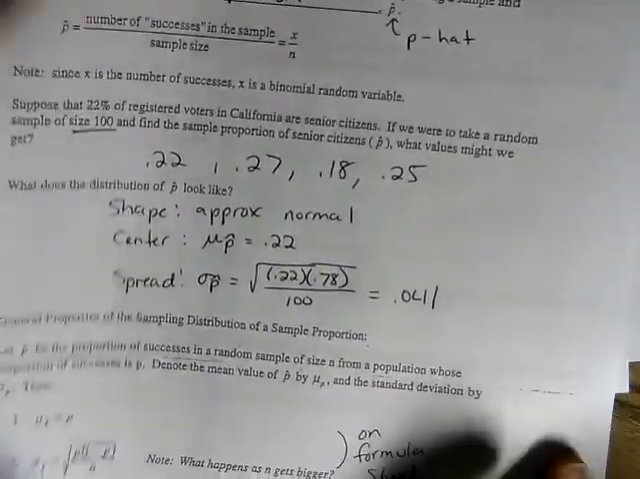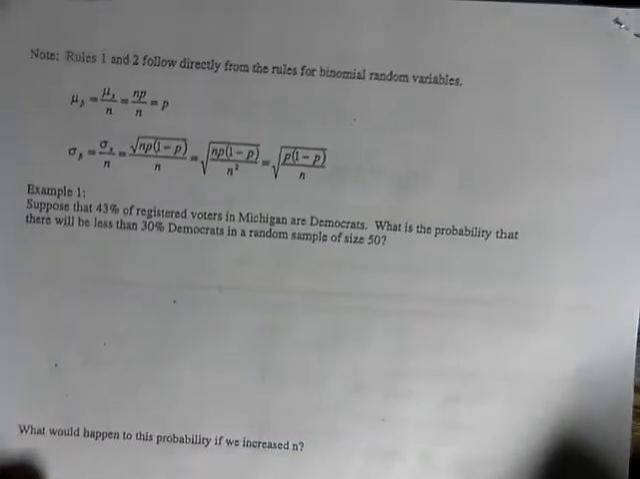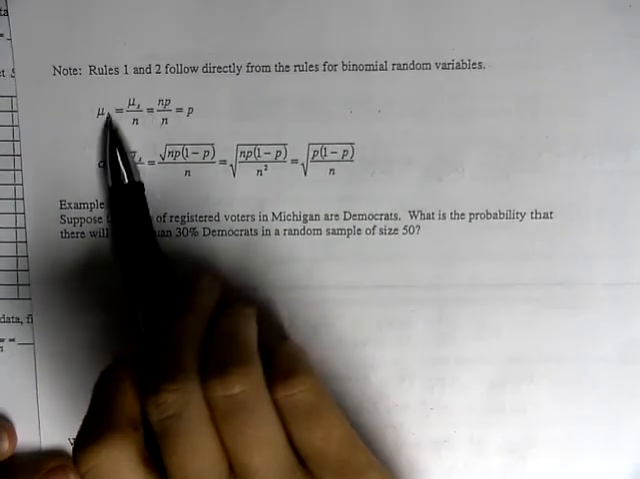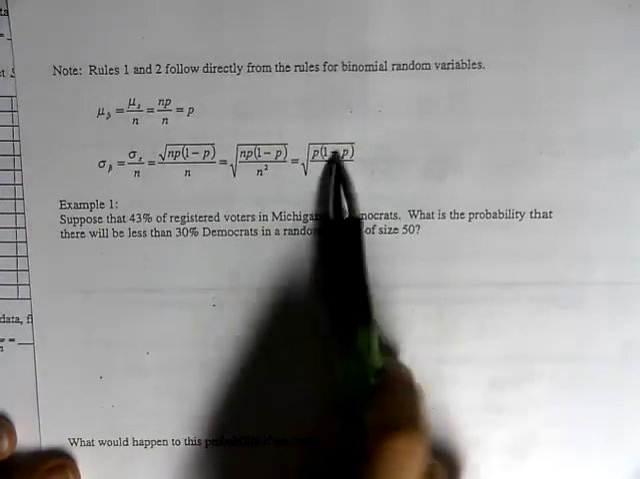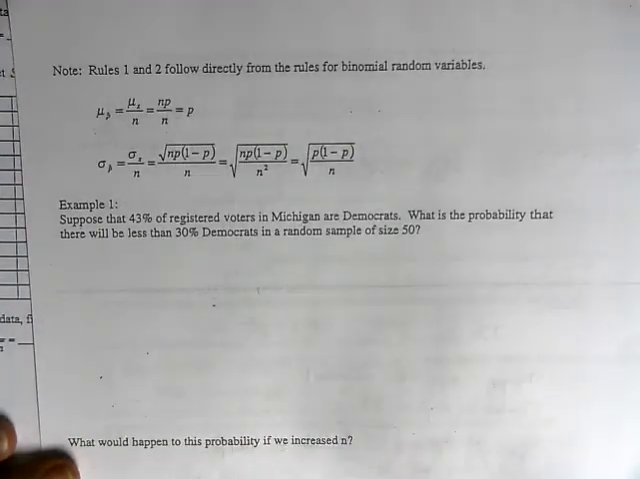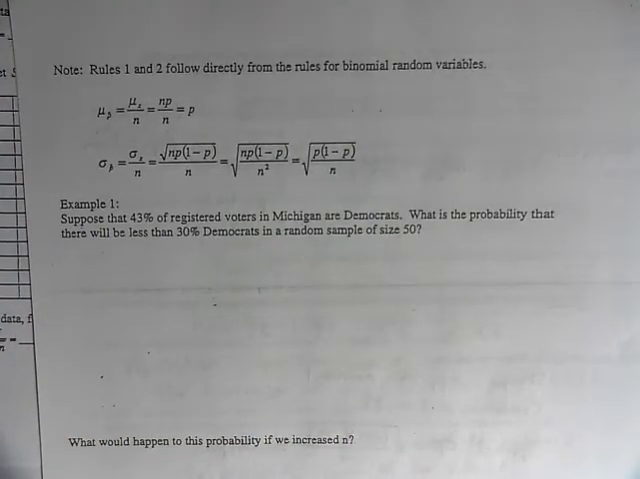And then our last one on the back, this just kind of tells you how the mean and standard deviation were created. Again, you don't need to know this, just know the final p, and p times 1 minus p over n square rooted. So let's try an example.